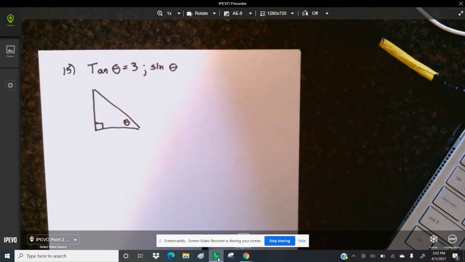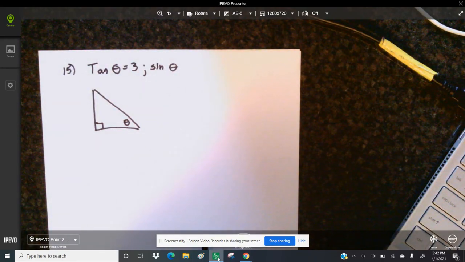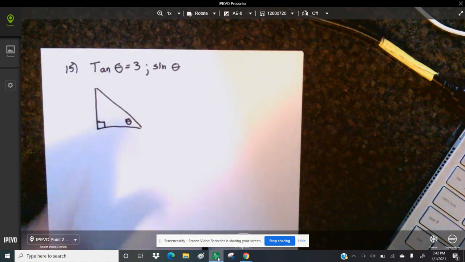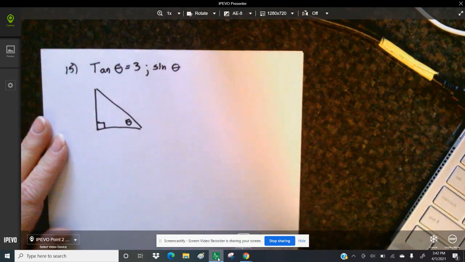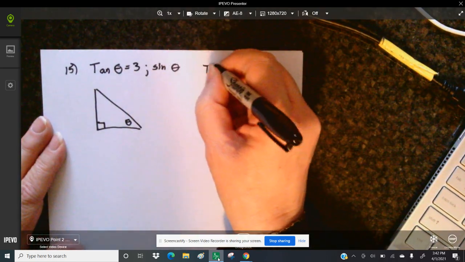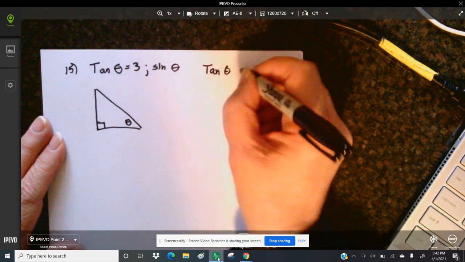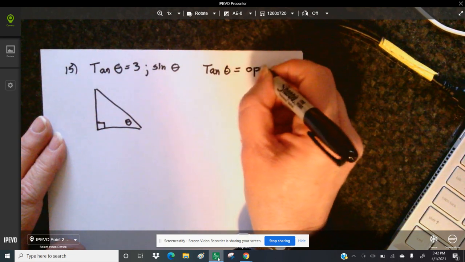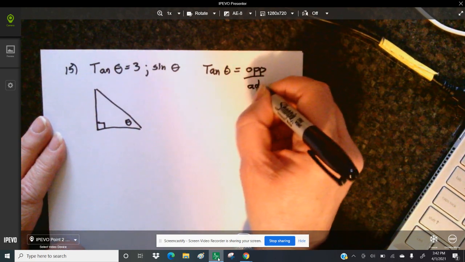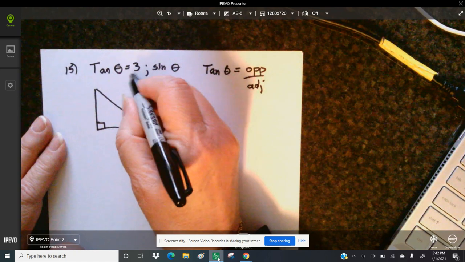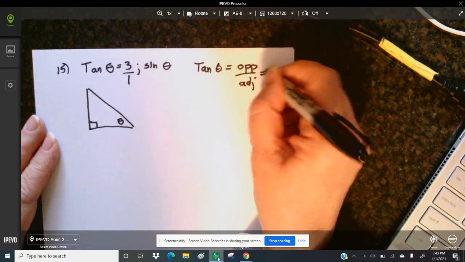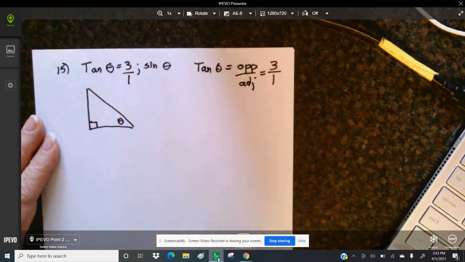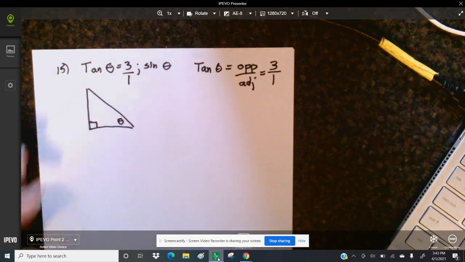All right, so this is Trig 5, number 15, and it says, given an acute angle of a right triangle, if the tangent is equal to 3, what is the sine? Well, I know that the tangent of some angle is equal to the opposite over the adjacent. And instead of writing this as 3, I could write it as 3 over 1, which means I know my opposite side has to be equal to 3, and my adjacent side has to be 1.